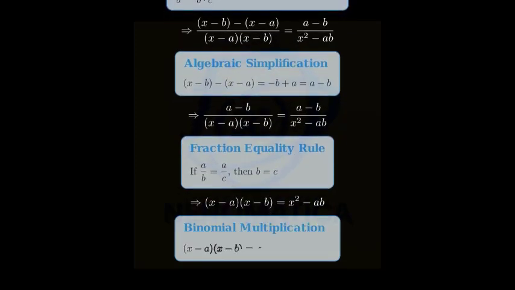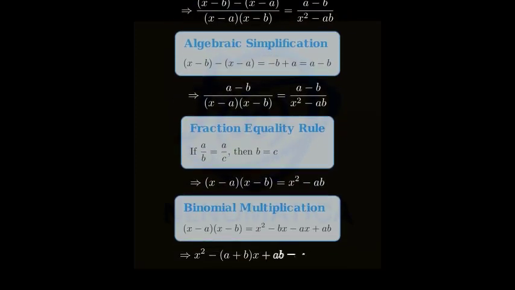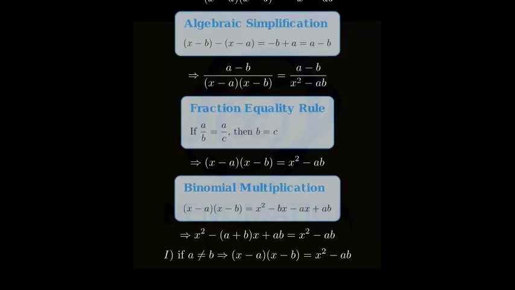Now, let's expand the product on the left side. We get x squared minus ax minus bx plus ab equals x squared minus ab. Let's now consider two cases. First, case 1, a is not equal to b.